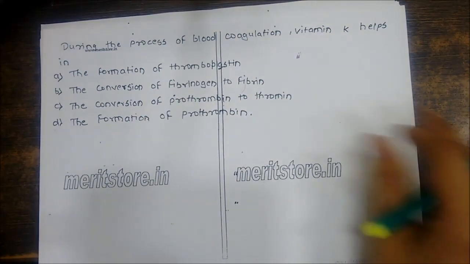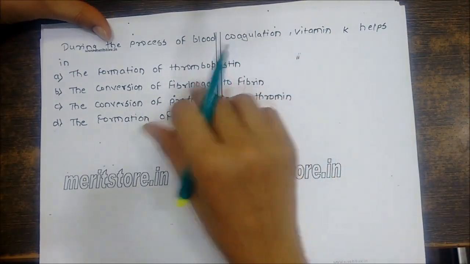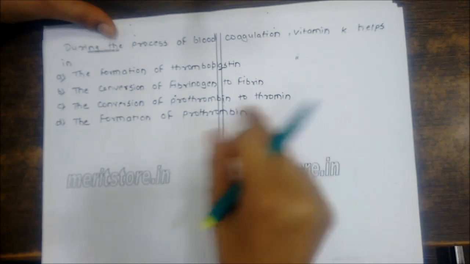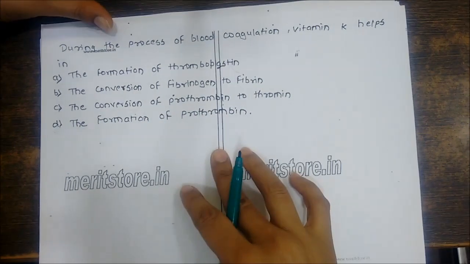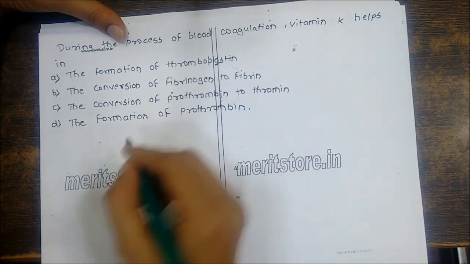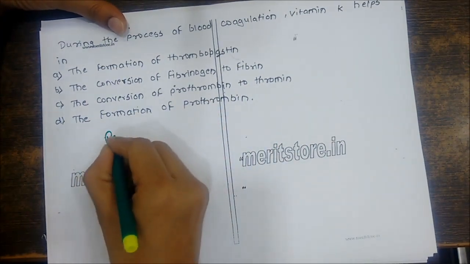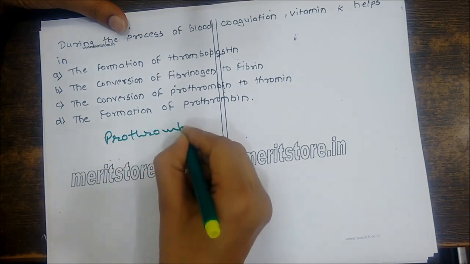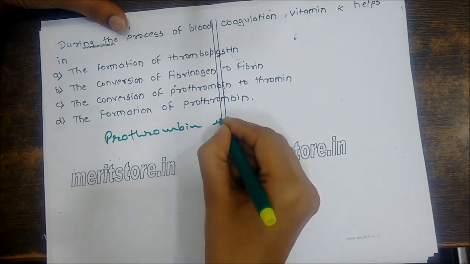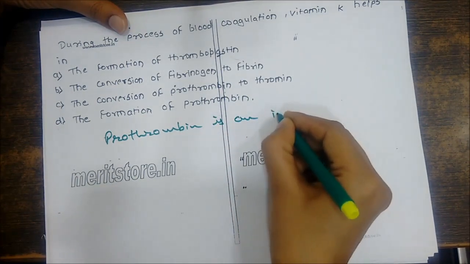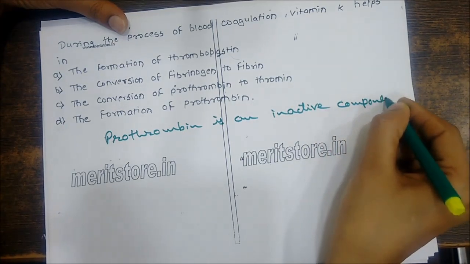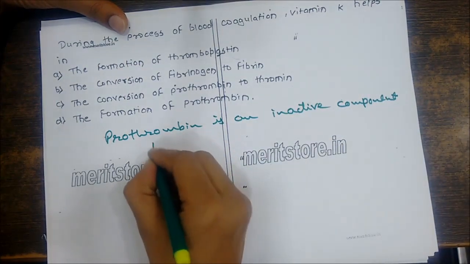Our next question is, during the process of blood coagulation, vitamin K helps in A, the formation of thromboplastin, B, conversion of fibrinogen to fibrin, C, the conversion of prothrombin to thrombin, and D is the formation of prothrombin. Now, prothrombin is an inactive component present in blood plasma.